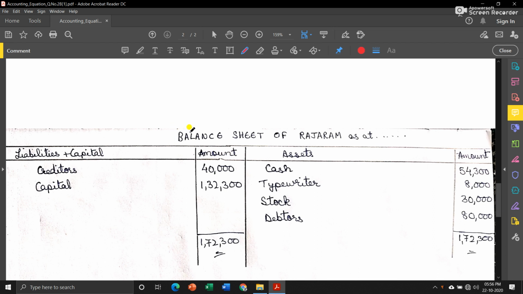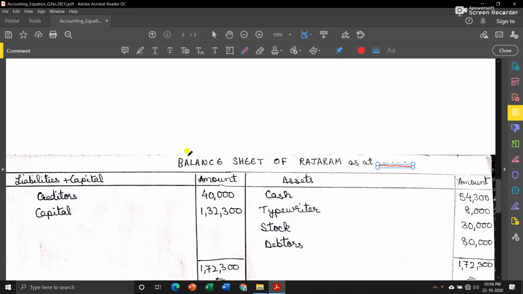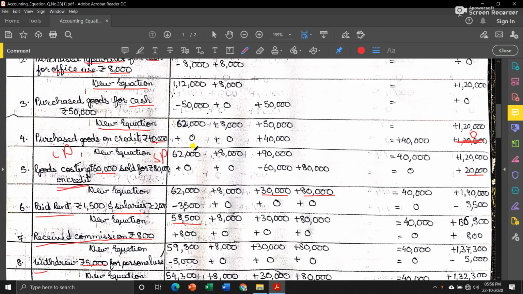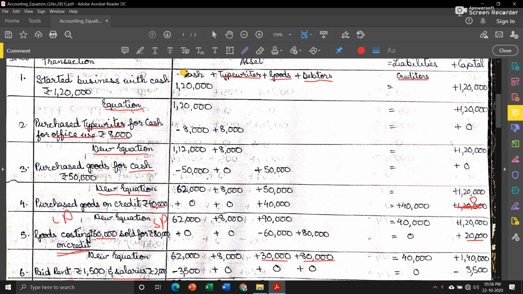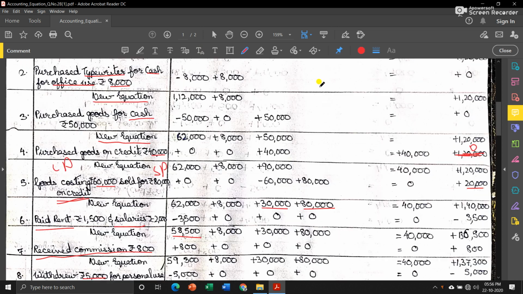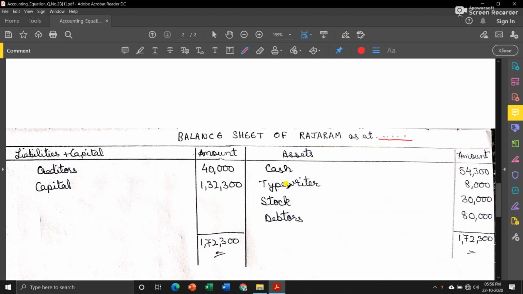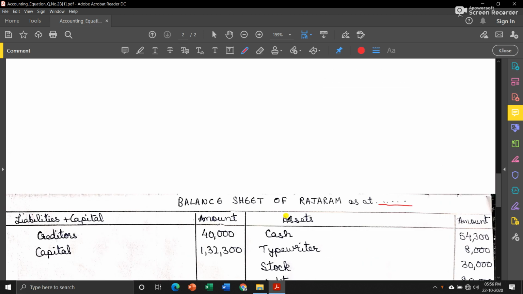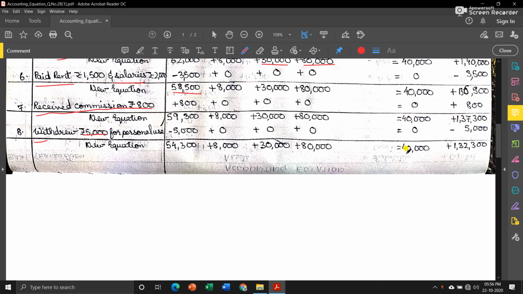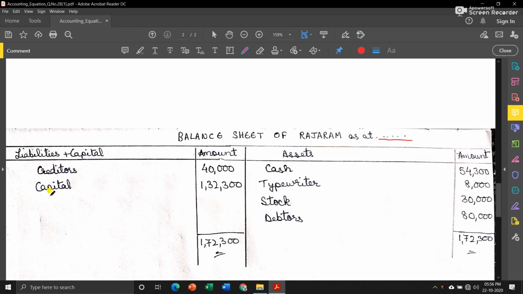Now heading of every balance sheet should be written as balance sheet of Rajaram, as we knew from the question that owner of this business is Rajaram. So we wrote balance sheet of Rajaram as at, since they didn't give us any date, we kept this blank. Okay, now let us see the equation first. On asset side we have 4 items: cash, typewriter, goods and debtors. So on asset side we will write cash, typewriter, stock, debtors. And on liability side we have 2 headings, that is creditor and capital. So we will write creditors and capital.